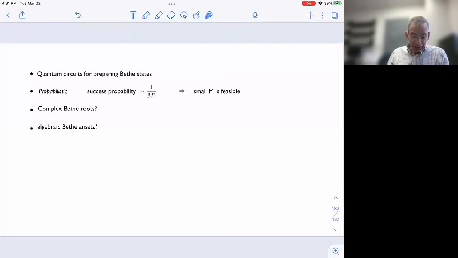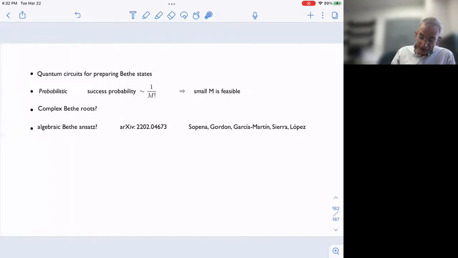And also here, the algorithm was based on the coordinate Bethe ansatz. A natural question is, can you formulate algorithms based instead on the algebraic Bethe ansatz, which is a very nice reformulation of Bethe's original solution, but algebraic? And actually, there was a recent paper that does just this, a very nice paper by this group from Spain.